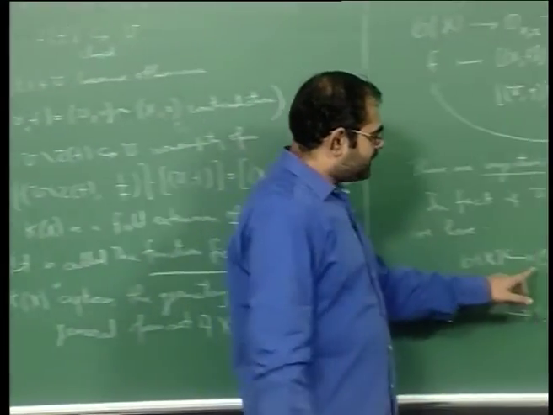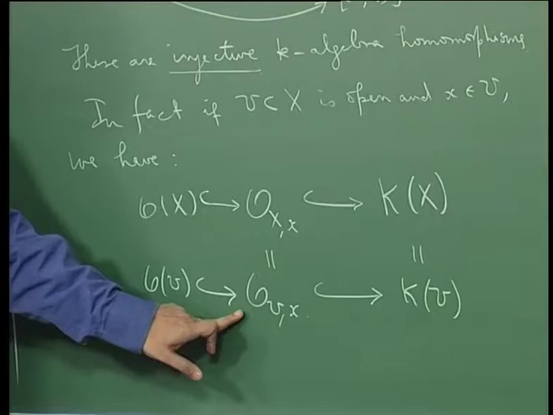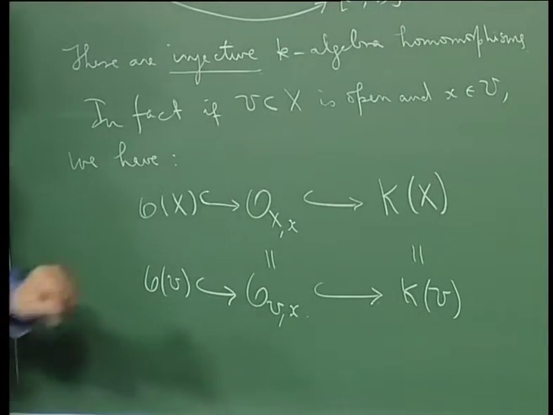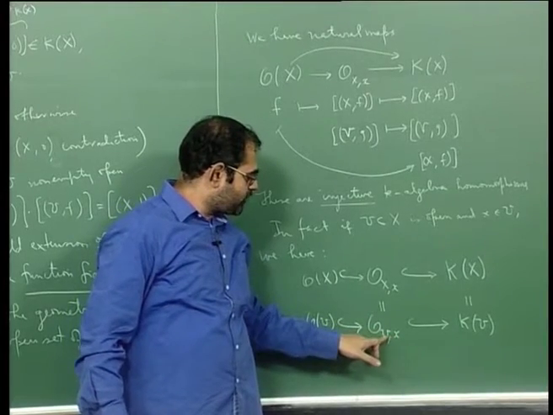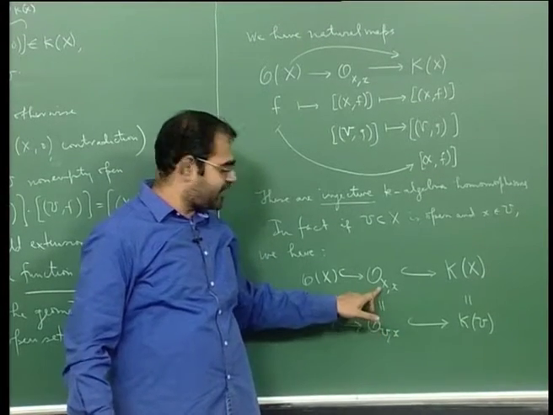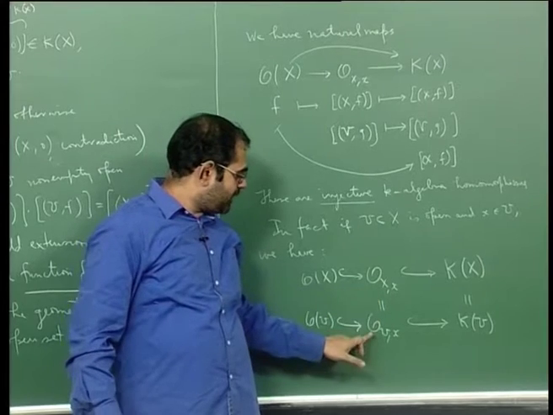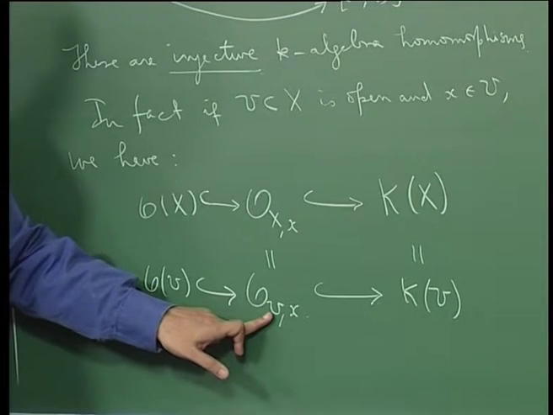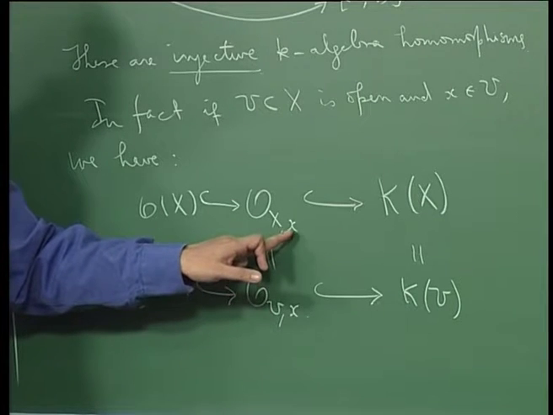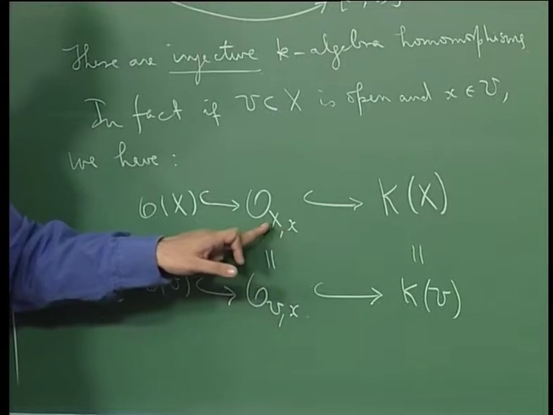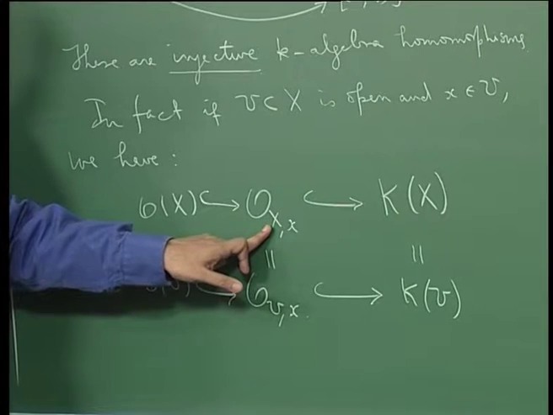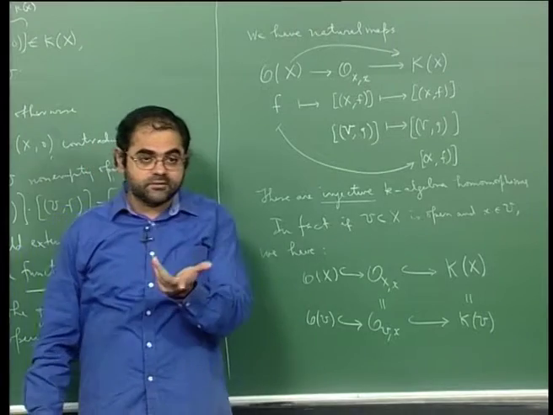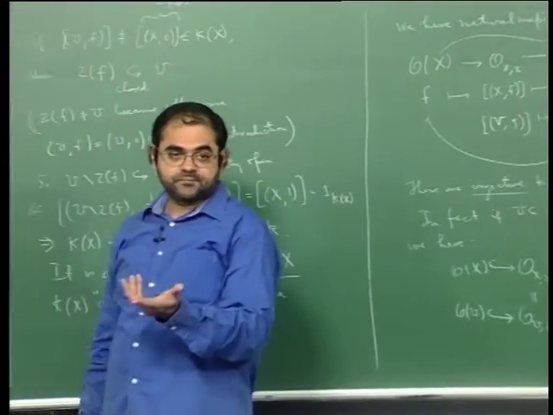And the local ring at a point also depends only on a neighbourhood of the point, it does not depend on the ambient variety. So whether you are considering x as a point of the open set U and calculating the local ring of small x in the variety U, or whether you are calculating the local ring of small x with respect to the bigger ambient variety capital X, you will get the same result, okay. So the local ring also depends only on a neighbourhood of the point, okay.